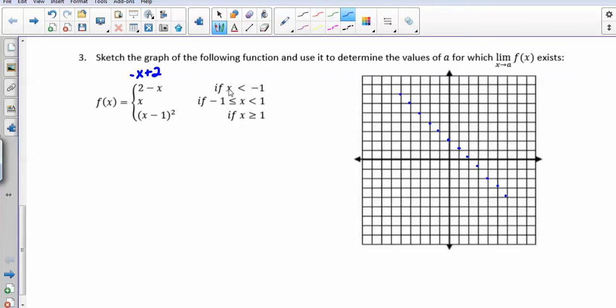And now we only want if x is less than -1, so we're going to erase the part we don't want. Here's -1, and less than, but not equal to, so we want an empty dot at -1, and then we want to go back.